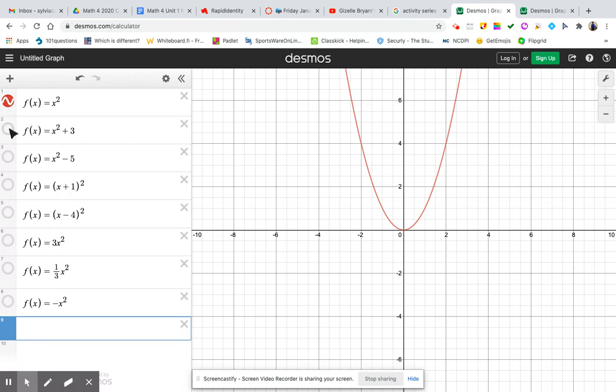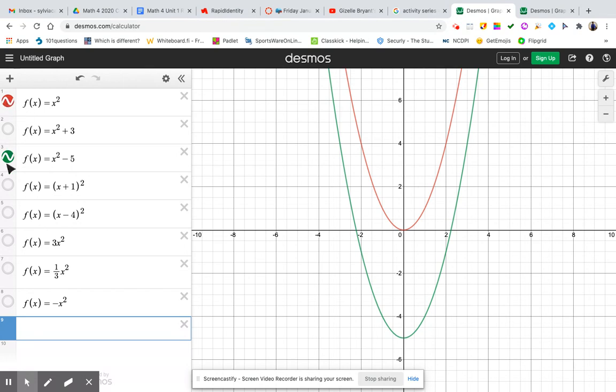All right, let's see what happens from the first graph to graph number 3. This time I'm looking from the red to the green. The red one starts at the origin, and it now hits the y-axis down here at -5. So what happened? You would say it went down 5 spaces. So you would say the transformation, the function moved down 5 spaces.